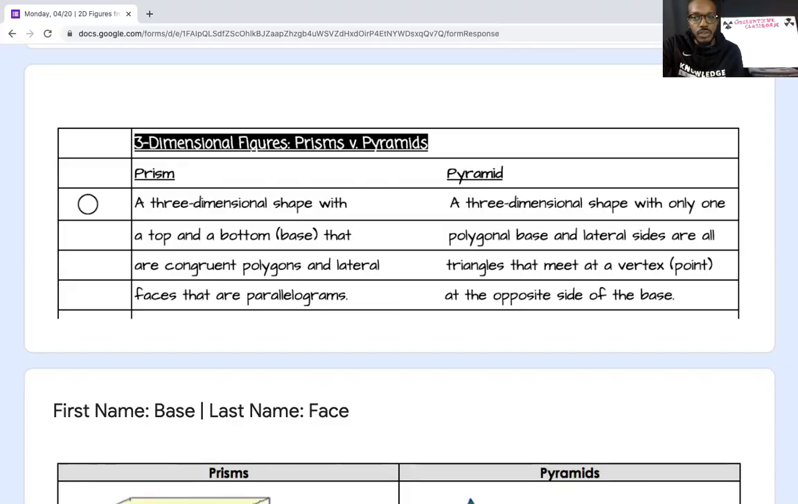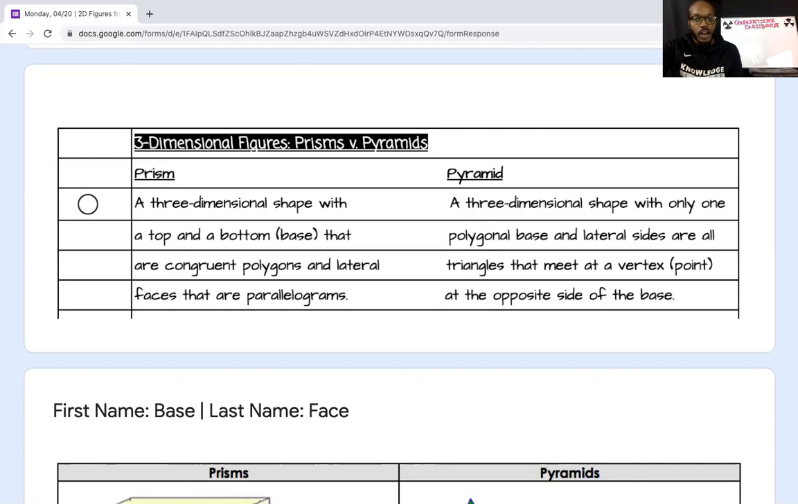The first thing I want to highlight is the difference between prisms and pyramids. Anybody that was in my math class for 6th grade understands that the big difference between a prism and a pyramid is that a prism has rectangular faces and a pyramid has triangular faces. A prism also has two bases while a pyramid just has one.